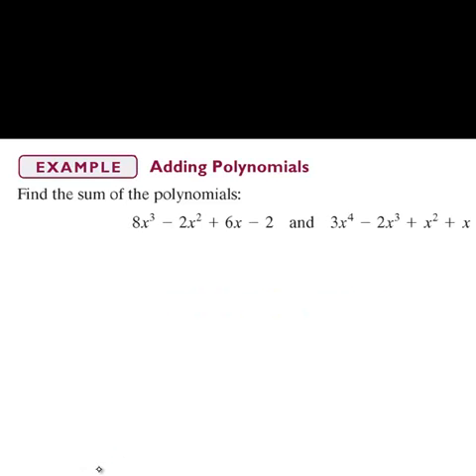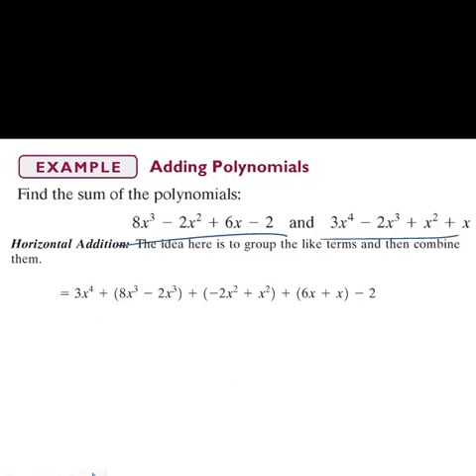All right, let's talk about combining polynomials by adding and subtracting. And folks, this is really straightforward. You have two polynomials and you want to add them. Well, you add them using like terms. So, for example, 8x cubed minus 2x squared plus 6x minus 2. You want to add that to this polynomial here, 3x to the 4th minus 2x cubed plus x squared plus x. Well, you'll just add them term by term.